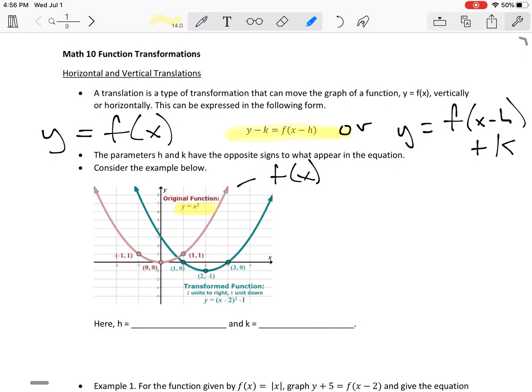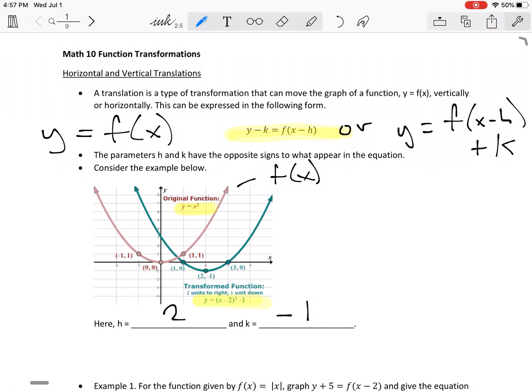Okay, so here's your new function here that's been translated. When we say translation, we're talking about moving left or right and up and down. So you see how it says (x - 2) squared - 1. So it's minus 2, but you go with the opposite of that. And so here, h is going to be positive 2. That's always the opposite. So positive 2 means it's moving to the right. And then k is going to be negative 1, because it's going down 1 unit.